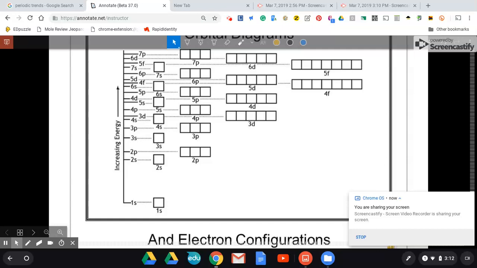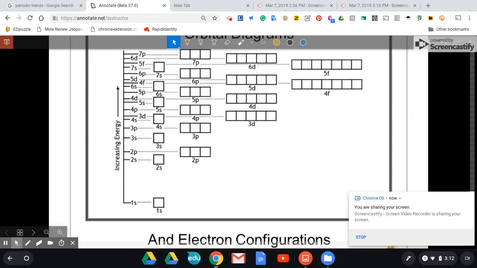All right, so what we're going to be looking at now is what's called orbital diagrams and writing electron configurations. So when you're looking at the periodic table, you can identify elements and you can write configurations. Well, first of all, you need to know a little bit about the orbitals, okay?